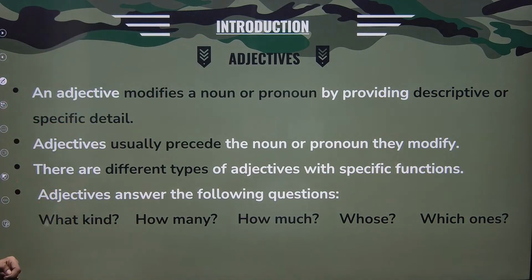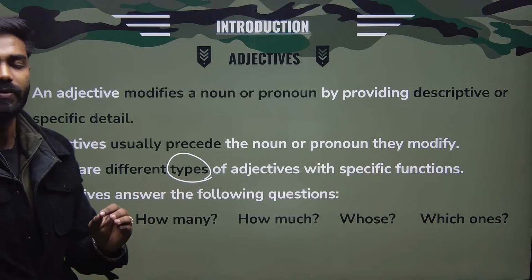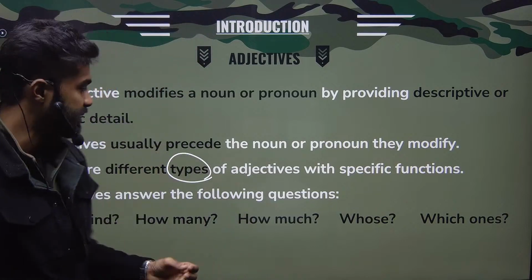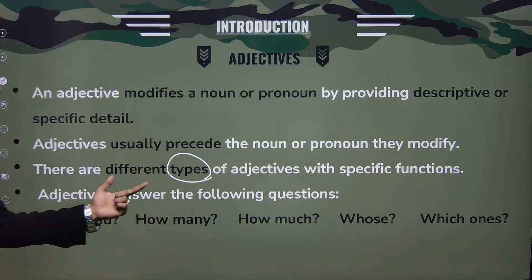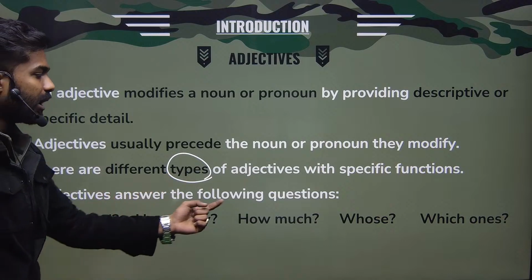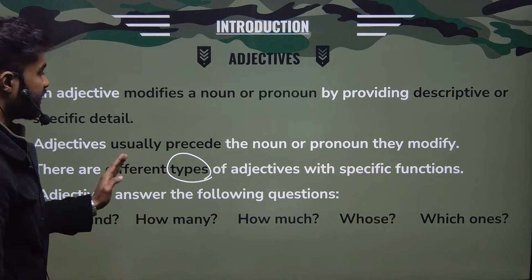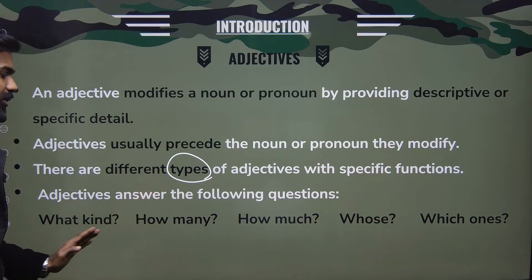See, look at the third point. There are different types of adjectives with specific functions. Of course, there are different types, and I'll teach you and we'll explain and inspect what these types are. Clear? Adjectives answer the following questions. What kind? How many? How much? Whose? Which one? All right. So when we discuss all the types and other things, you will get to know these questions.